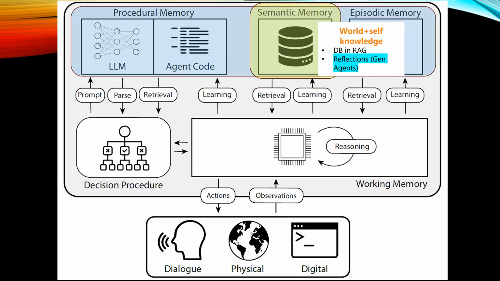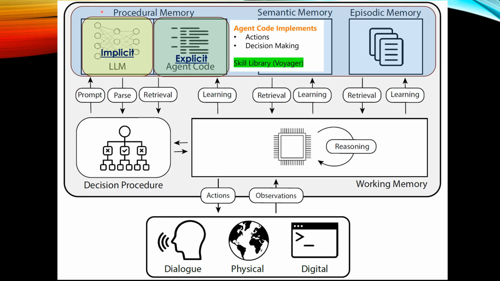The semantic memory represents the agent's knowledge of the world and itself. In retrieval-augmented generation, this is represented by a database, and it's no coincidence that the authors use a database icon here. In generative agents, reflections are stored in the semantic memory.